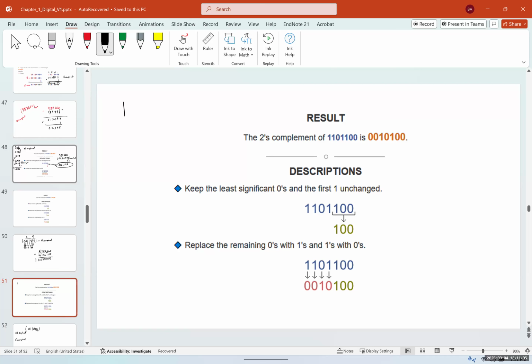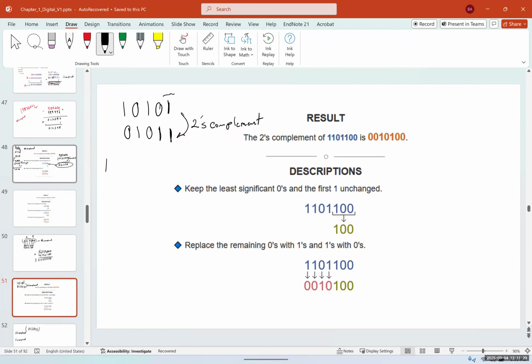Let me give you another example. 1, 0, 1, 0, 1. What is the 2's complement for this? So we would keep the first one, and all the ones become 0, and all the zeros become 1.